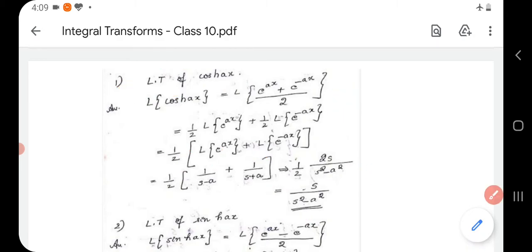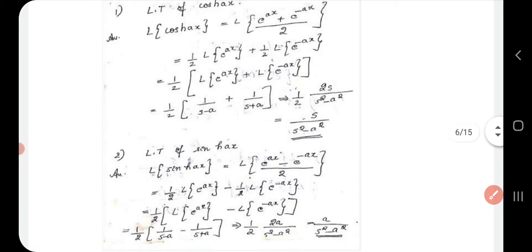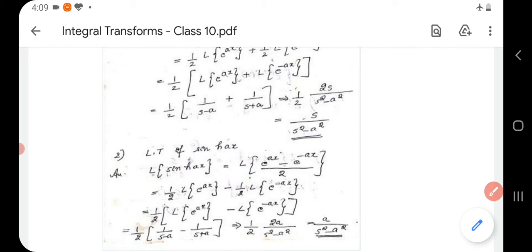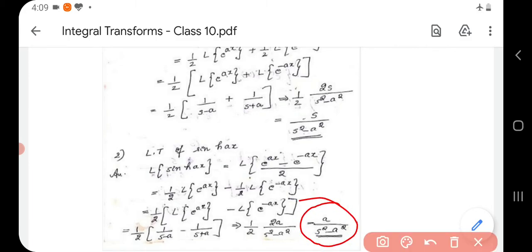Okay. Now, for sinh ax, the procedure is the same. The only difference is in the first part, that is sine theta can be written as (e raised to i theta minus e raised to minus i theta) by 2, right? So on simplifying, you will get the answer as a by s square minus a square. Okay, learn these two formulas well, also the derivation. So Laplace transform of cosh ax is s by s square minus a square, and Laplace transform of sinh ax is a by s square minus a square.